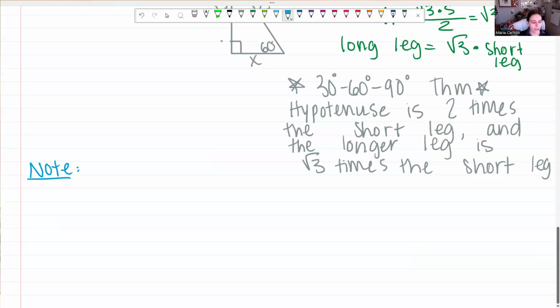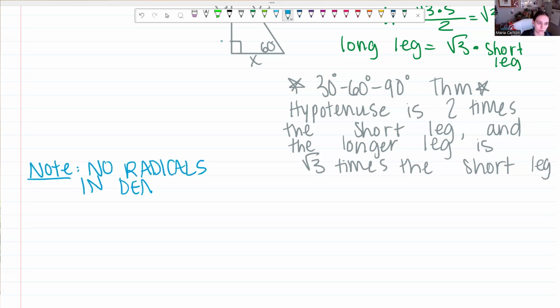When we're working with radicals and these special right triangles, you might encounter radicals in the denominator. We do not want that in our final answer. No radicals in the denominator. So if you see, for example, 1 over the square root of 2, that is not a rational number because the square root of 2 is not an integer. It's not an integer divided by an integer.